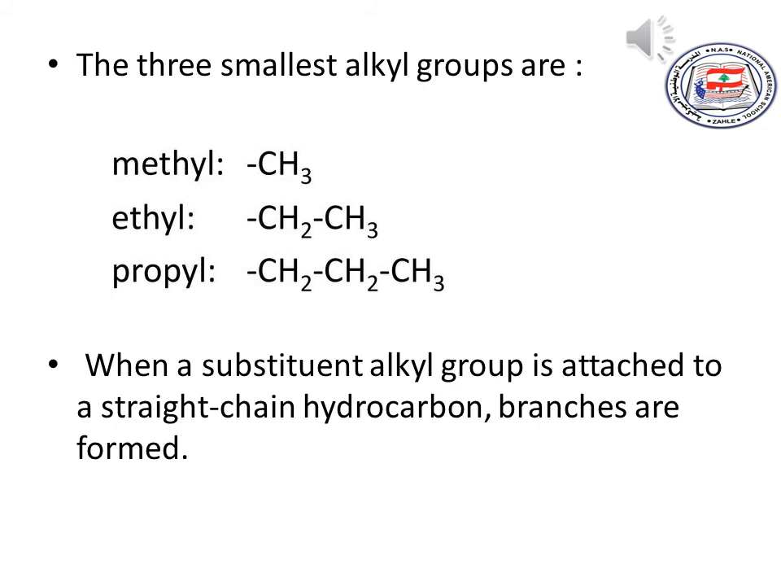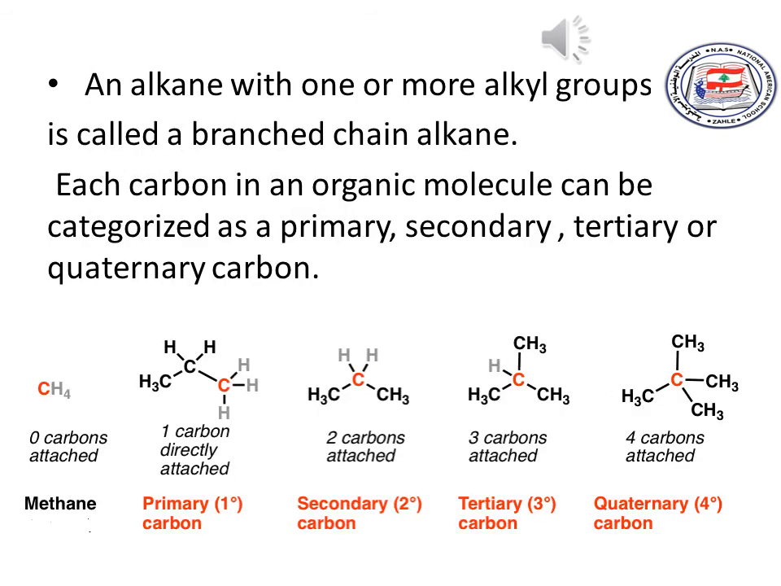So when a substituent alkyl group is attached to a straight chain hydrocarbon, branches are formed. As I explained before, an alkane with 1 or more alkyl groups is called a branched chain alkane. Each carbon in an organic molecule can be categorized as a primary, secondary, tertiary, or quaternary carbon. Look at the figure below. We have methane, 0 carbons attached, CH4. Look at the second one, primary carbon, when we have 1 carbon directly attached. Secondary carbon when we have 2 carbons attached. Tertiary carbon when we have 3 carbons attached. And quaternary carbon when we have 4 carbons attached.